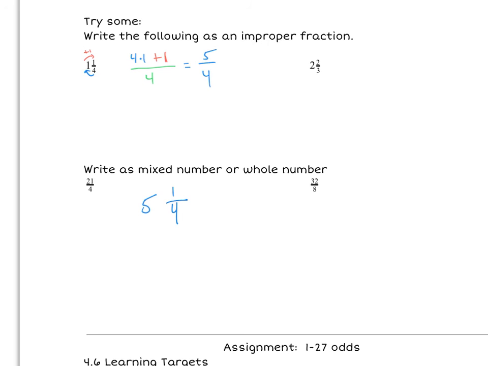Okay, try those other two on your own, and then we'll check them together. 2 2/3. I saw a lot of people had 8 over 3 because they did 3 times 2 plus 2 over 3. You're not required to write this piece, but if you do, it helps me know what you did, and if you make a mistake, I can give you more credit than if you just write the wrong answer. Okay? So 3 times 2 is 6, plus 2 is 8, 3 stays on the bottom.